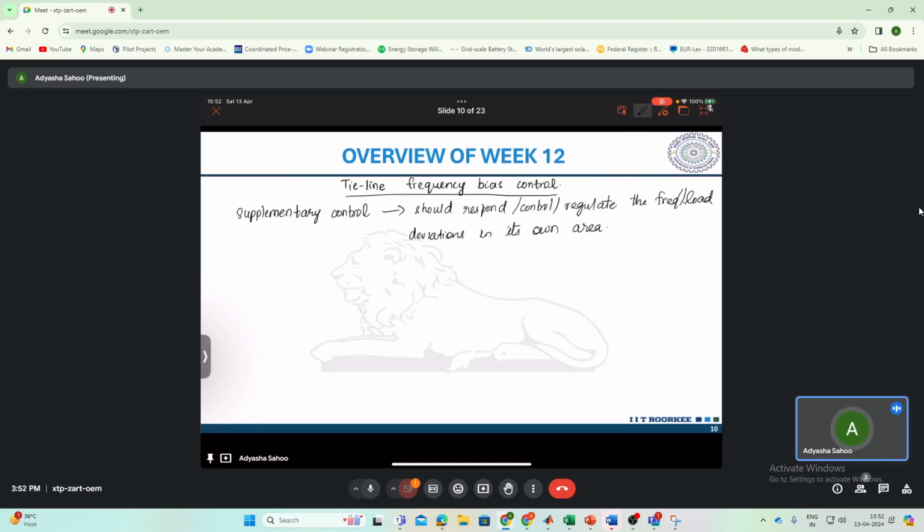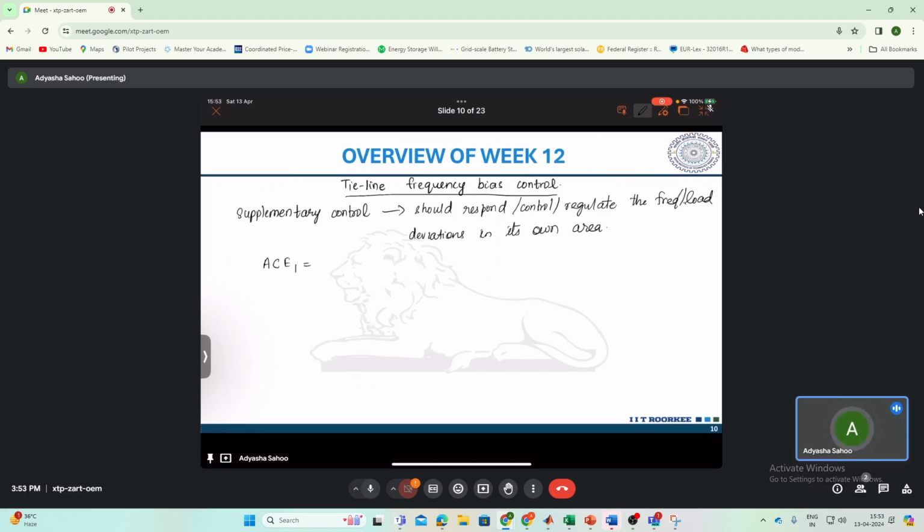So that means whenever there is a change or disturbance in area 1, only the supplementary control action of area 1 should be activated. Area 2 should not respond for changes in area 1. So that is its main objective. It should respond only to correct the deviation within its own area. It should not respond to changes outside of its control area. So that we achieve by adding a bias here, B1, as we generally say.